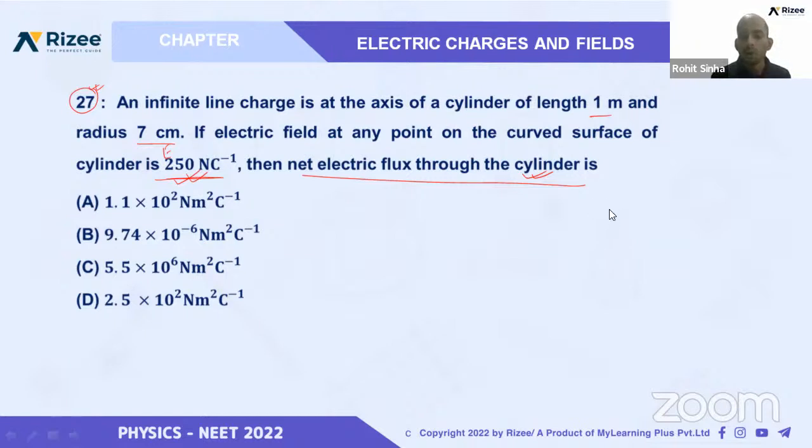Adiba, for tomorrow's class, I am telling that usually a physics class occurs at 9 p.m., Monday to Saturday. But for more details, you should ask Ganesh sir or the Rizee team. They will help you. Okay.